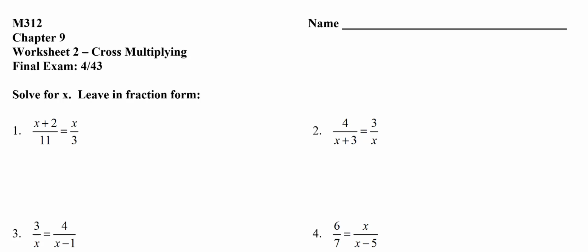This is worksheet 2 of chapter 9, and it's kind of the same idea, except there are a couple of extra steps here. We're going to do cross multiplying. Again, you're going to see this on the final exam. You'll see it on the test, but on the final exam.